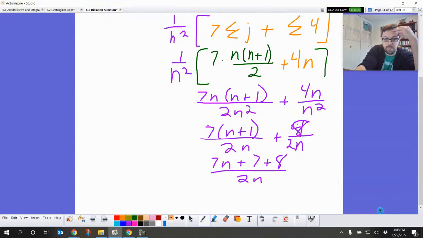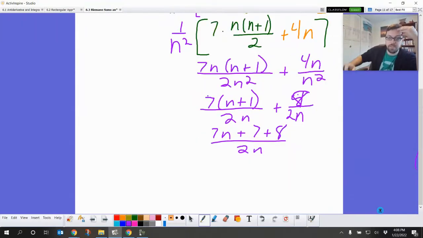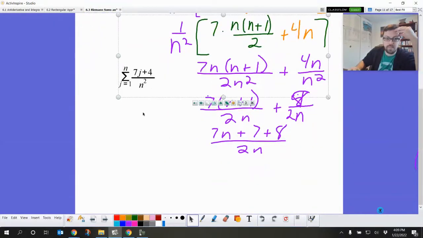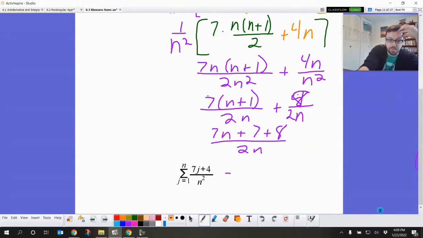So that summation thing from up above, let me go steal it. So we can simplify the summation down. I want this stuff right here. All right, great. So this thing equals 7n plus 15 over 2n.